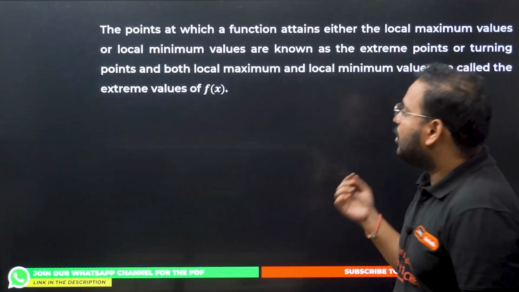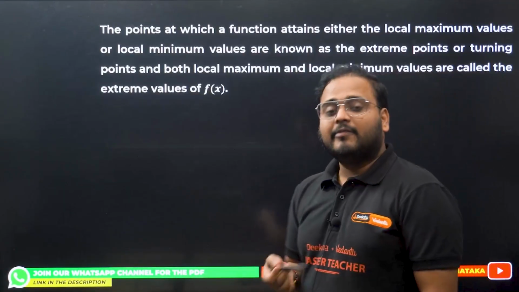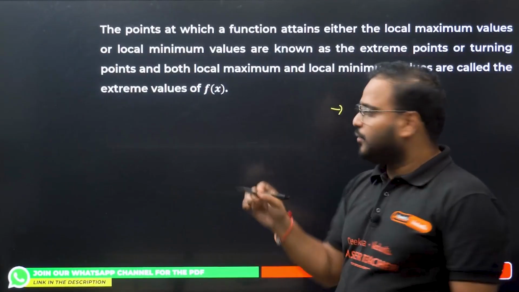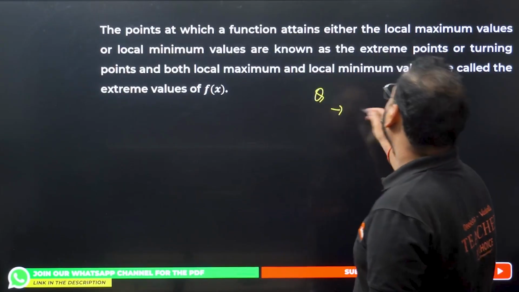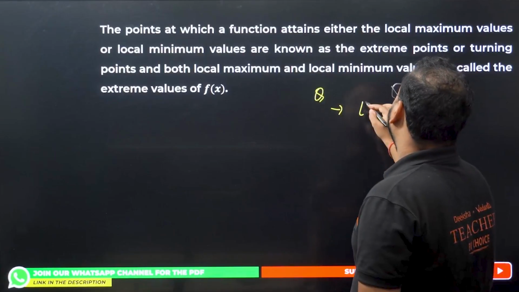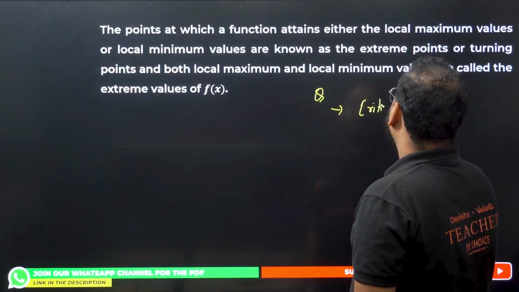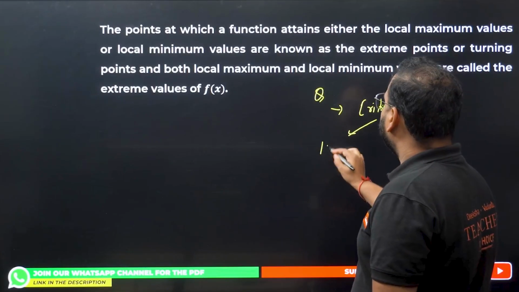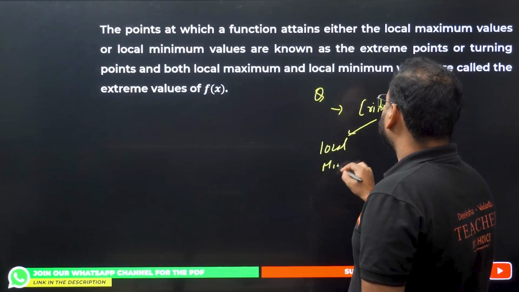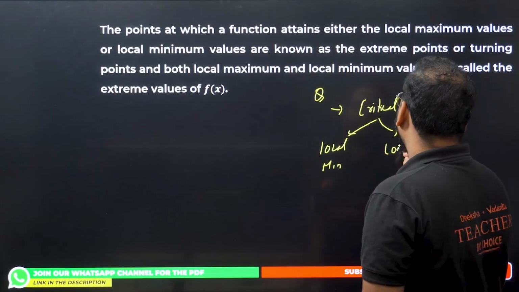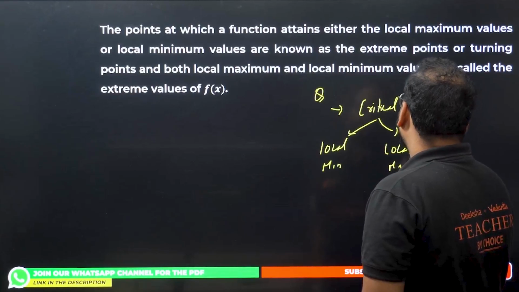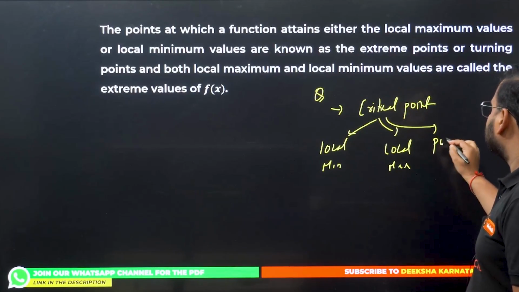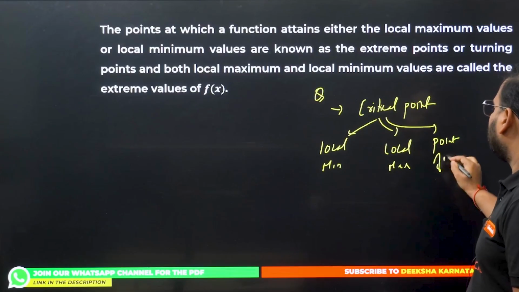First of all, your first job, from the question given to you, is to list out the critical points. Now a few of these critical points can be local minima, a few can be local maxima, and others can be nothing. That is called a point of inflection. Point of inflection.